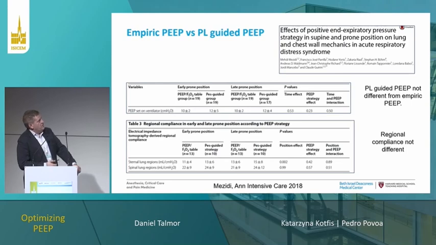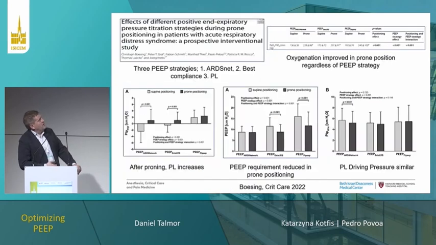This study compared PEEP FiO2 table to an esophageal balloon guided strategy of PEEP. And they showed essentially that the esophageal guided PEEP strategy was not different from empiric PEEP during proning, and that the regional compliance was not different. So either method worked equally well. And here, this paper showed an improvement in oxygenation during prone positioning, regardless of the PEEP strategy. They compared 3 strategies here: ARDSNet, best compliance, and transpulmonary pressure guided PEEP strategy.